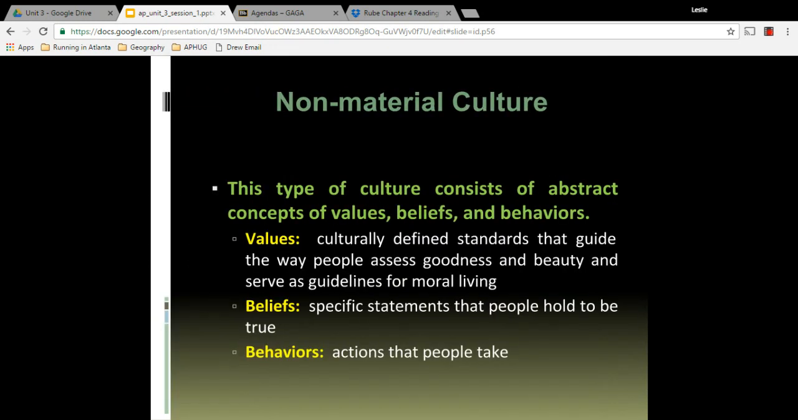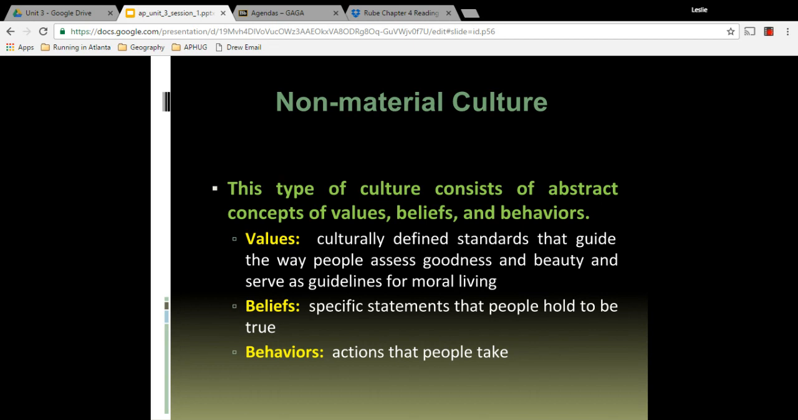Non-material culture. This type of culture consists of abstract concepts of values, beliefs, and behaviors. So values are culturally defined standards that guide the way people assess goodness and beauty and serve as guidelines for moral living. So again, these are culturally defined. Beliefs. These are specific statements that people hold to be true, and behaviors, actions that people take.